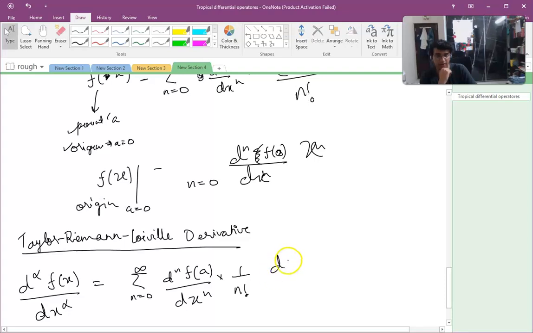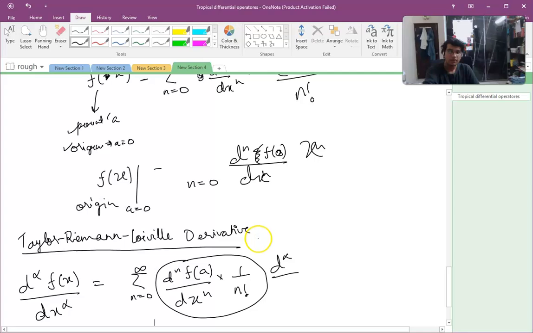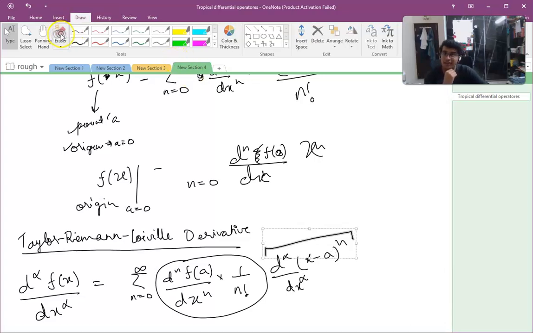So we have d alpha. This is because everything over here is just a constant. So dx alpha into x minus a to the power of n. This is the only part that we're actually differentiating.